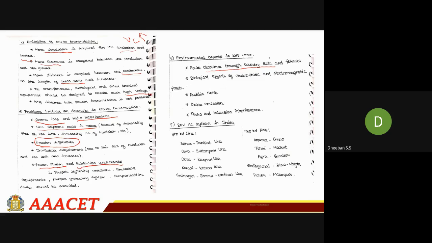Next, biological effects of electrostatic and electromagnetic fields, audible noise, ozone emission, and radio and television interference. Some of the EHVAC systems in India are the Dehar Panipat line, which is a 400 kV line, the Obra Sultanpur line, and the Obra Kanpur line. These are all present in the northern states of North India. Next is the 765 kV line, Agra, Gwalior. These are some of the examples.